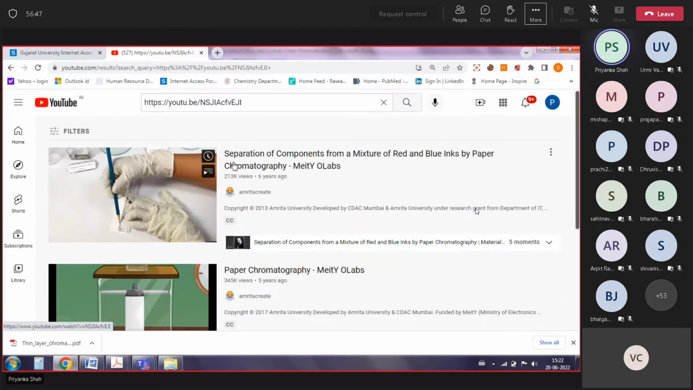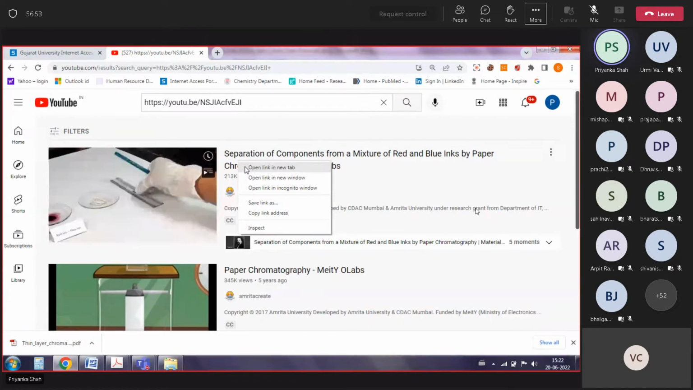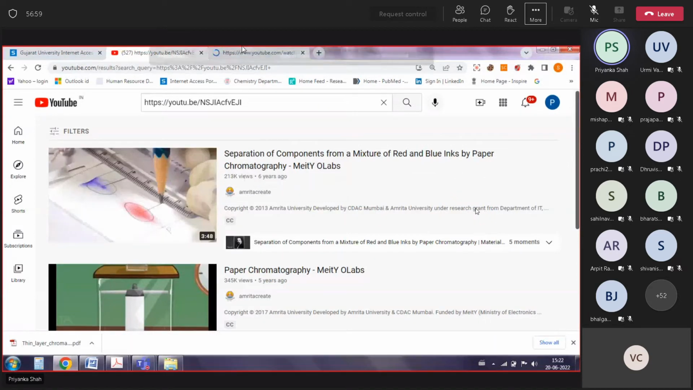Okay, just assume here, instead of paper, the procedure will remain the same for thin layer chromatography, where the alumina sheet is coated with silica gel. Okay.